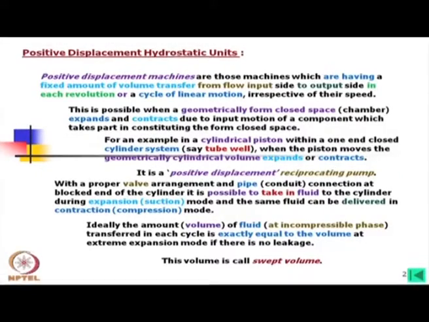But in case of positive displacement machines, the volume is taken in, then it is cut off. The whole volume is now pushed out to the output side, and usually you will find there is no suction head for a positive displacement pump. However, depending on the machine, it may have low suction head.